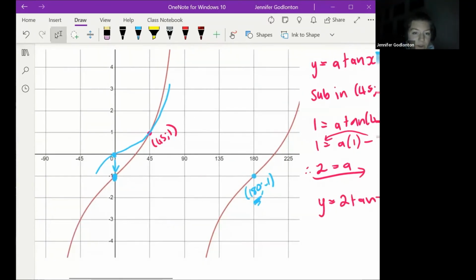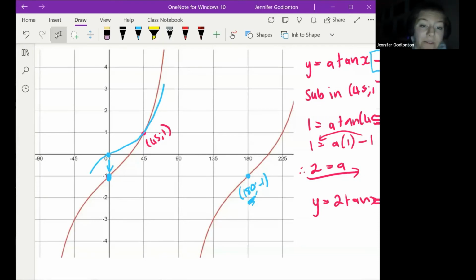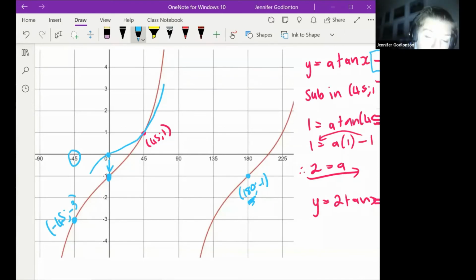If you use -45, but careful, -45 isn't -1, -45 is -3. So those would be the coordinates that we would be using. So just be careful. You were just using the wrong set of coordinates.